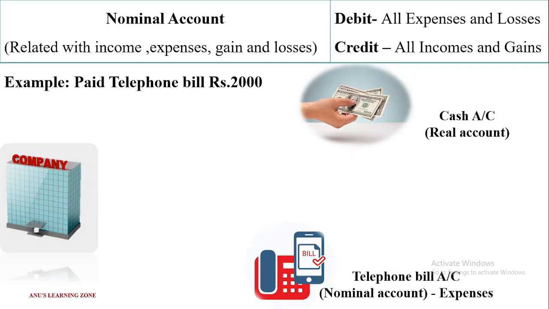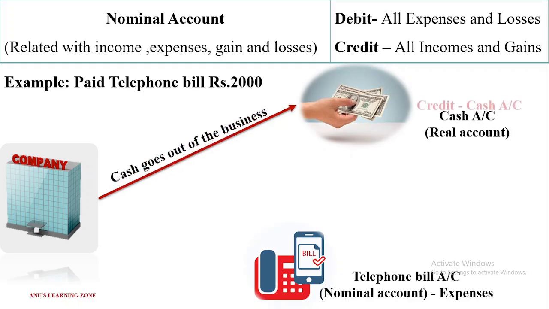Let's look at the cash account first. Cash goes out of the business, right? In order to pay the expense, cash goes out of the business. So according to the rule of real account, we need to credit what goes out. Thus, we have to credit the cash account.